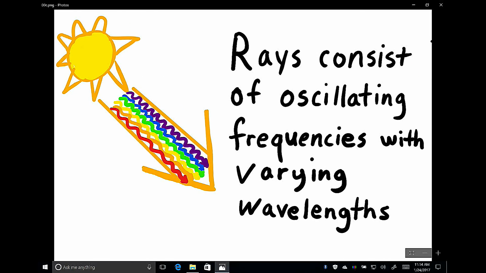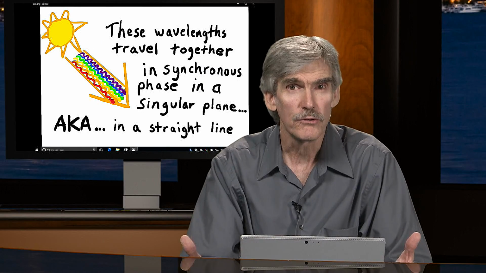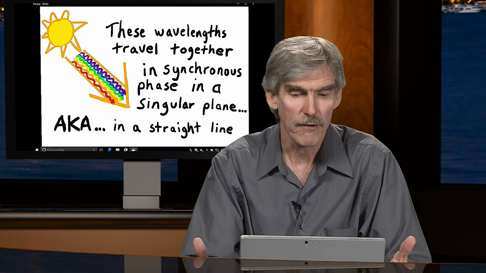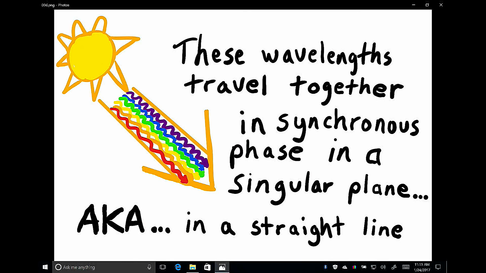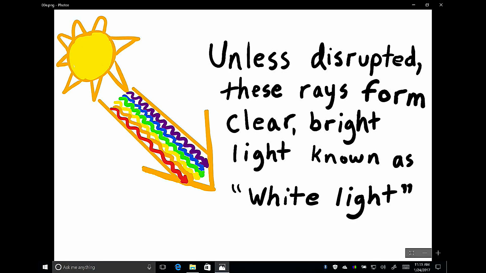Now, rays consist of oscillating frequencies with varying wavelengths. And if you look at that image on the left, we have a series of squiggly lines which actually represent all of the color spectrum that's in the rainbow. Each one of those wavelengths has a different frequency and a different length, but together they're combined. And when they travel together, as they do normally, they're in a synchronous phase traveling in a singular plane. That singular plane can also be known as a straight line. So light travels in a straight line. So unless they're disrupted, these light rays form clear, bright light known as white light.